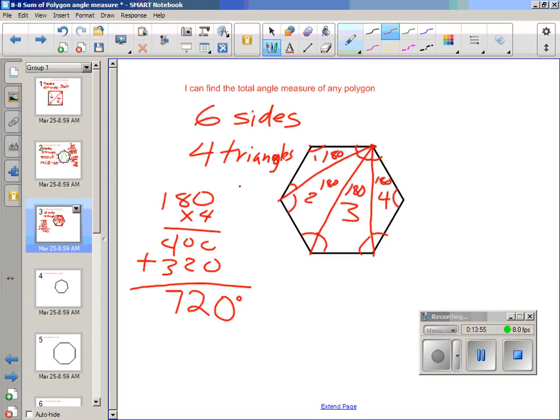That means that all of the angles added together add up to 720. We okay with that? Head up, please. Sit up straight. Sit up straight. Sit up straight. Thank you.